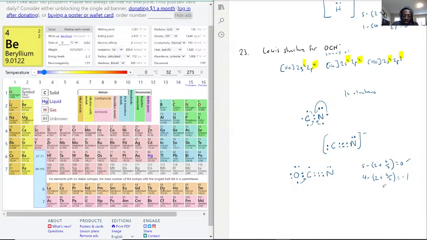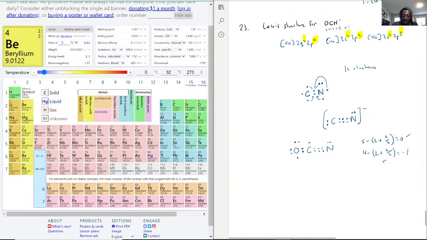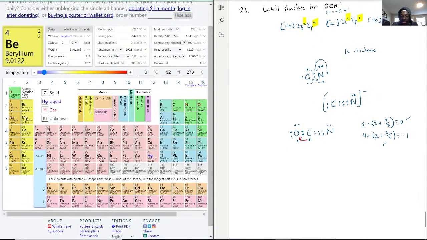So in order to not upset the octet rule, we move the actual electron to a more stable environment, because oxygen wouldn't mind actually having that negative. So this carbon is going to go, I guess it's easier to just draw it at the bottom. This is going to move over to the oxygen, okay?